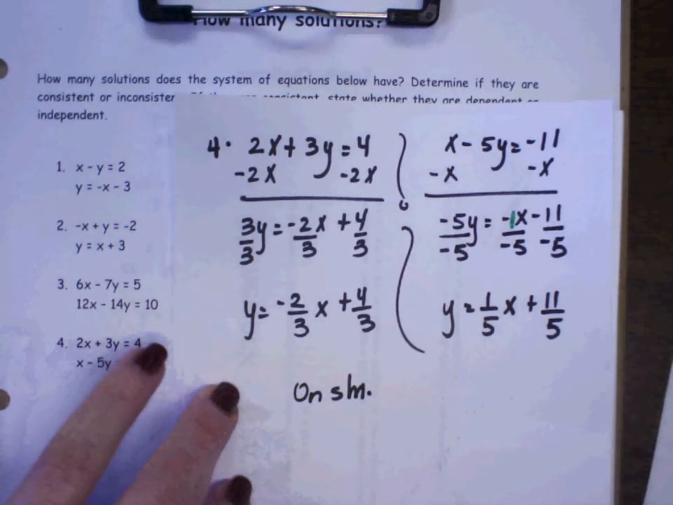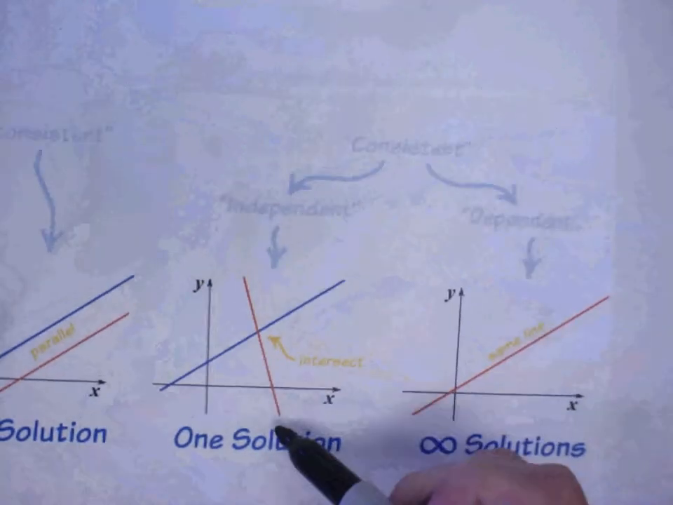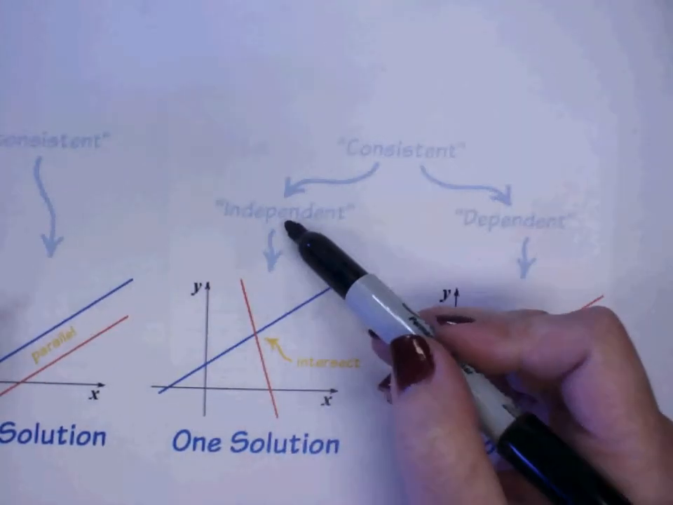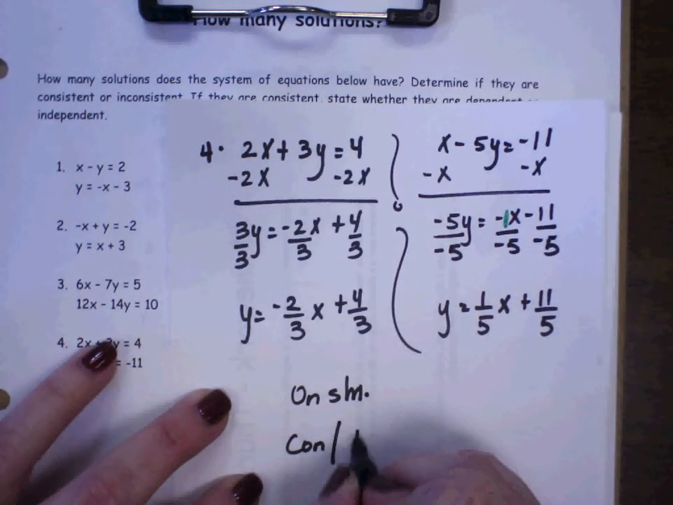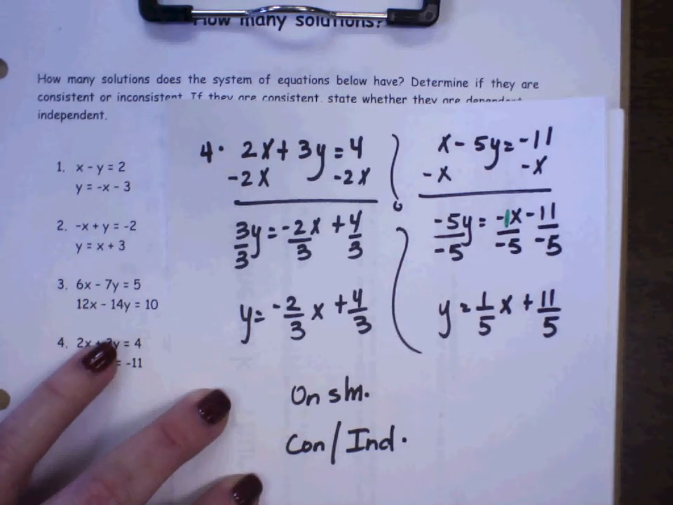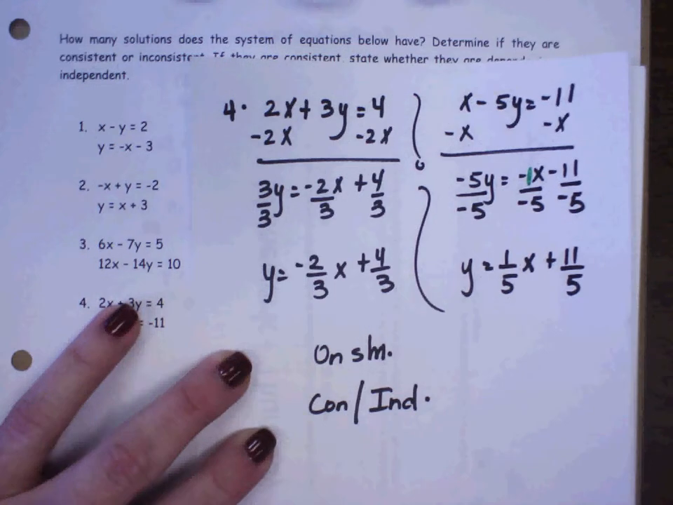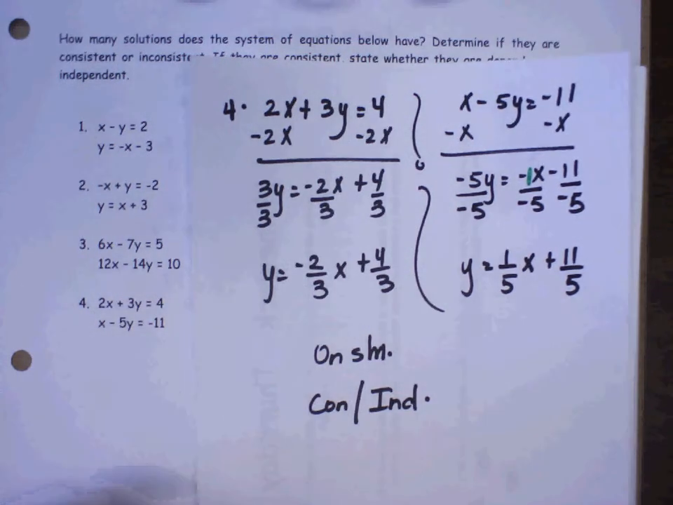And if it's one solution, it's consistent and independent. They don't depend on each other. So CON for consistent, IND for independent. All right, let's go to number 5.